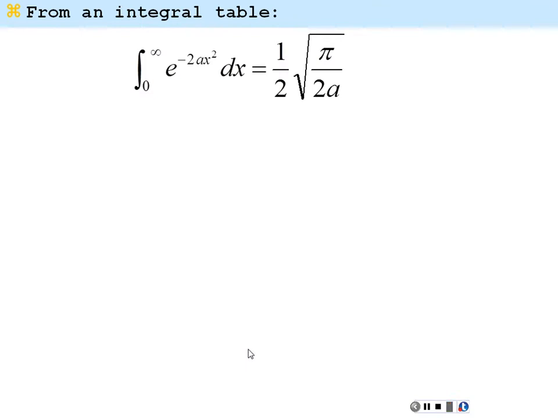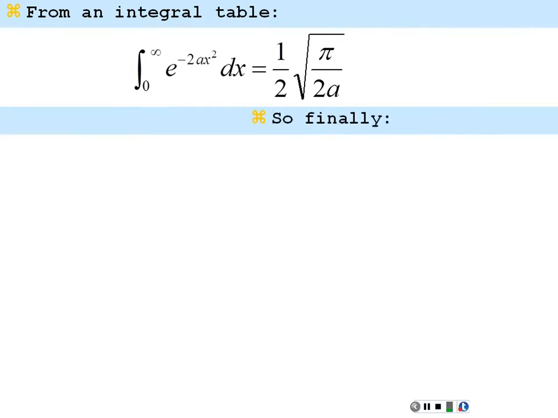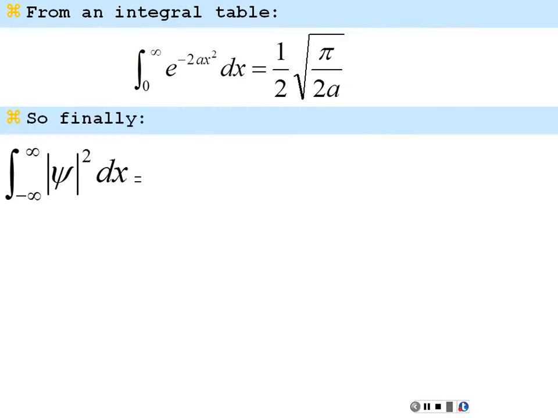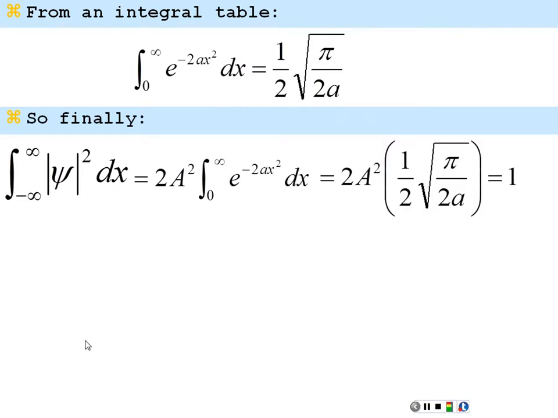If you look this up in an integral table, the integral from 0 to infinity of e to the negative 2a x squared dx is equal to 1/2 square root of pi over 2a. We're going to substitute that in, and we now have, finally, that our normalization is 2A squared times 1/2 square root of pi over 2a is equal to 1.